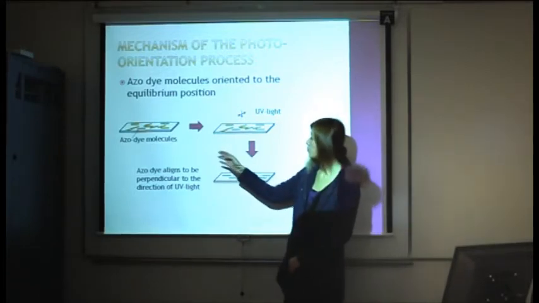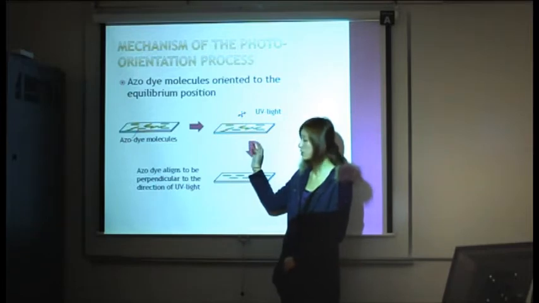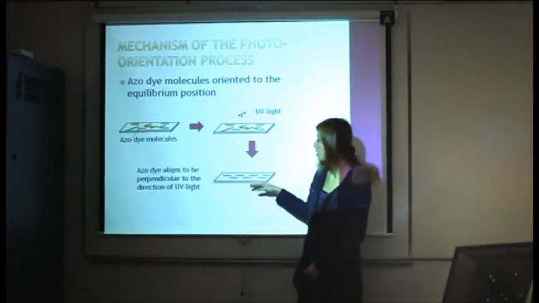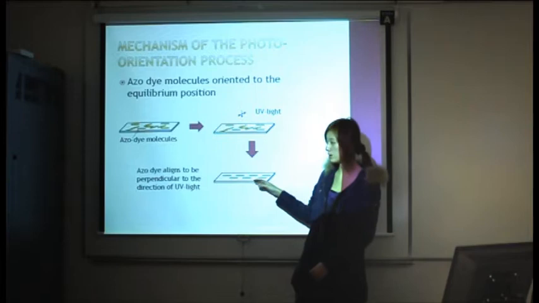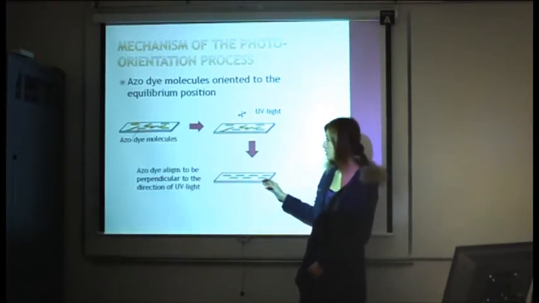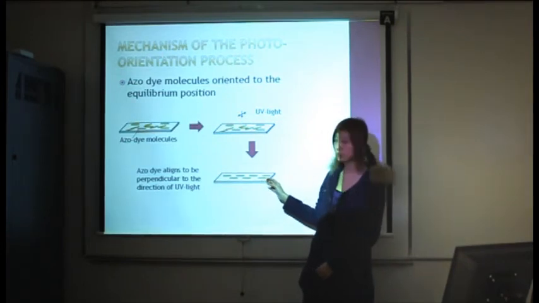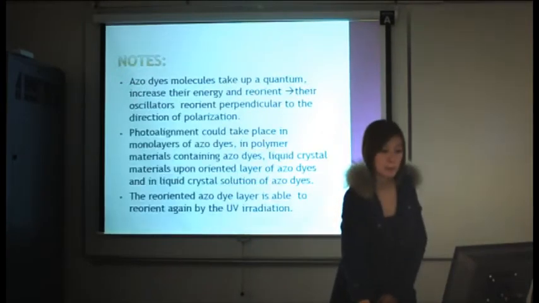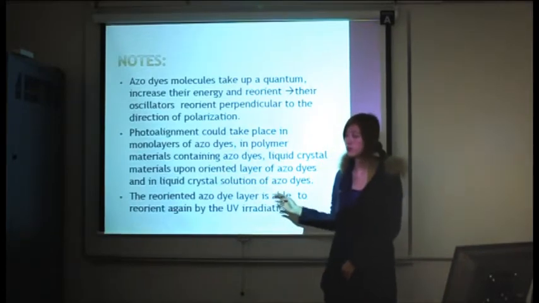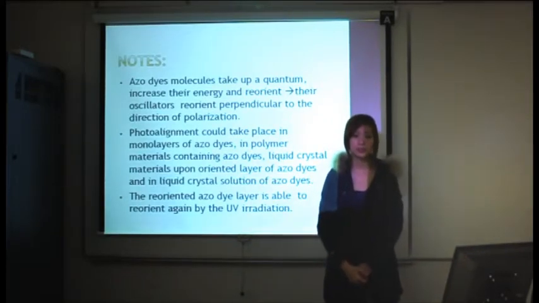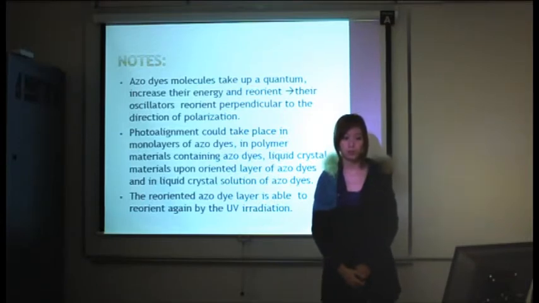The azo dye will be exposed to the UV light and align to be perpendicular to the direction of the UV light like this. And this is what we call the equilibrium position. The reason for the oscillator to reorient perpendicular to the direction of polarization is that the azo dye molecule will take up a proton to increase its energy, which causes it to reorient.